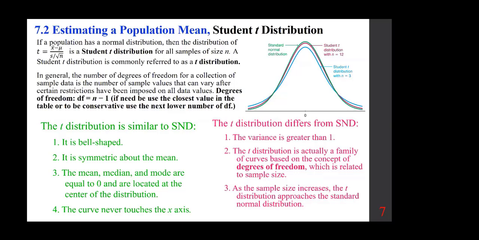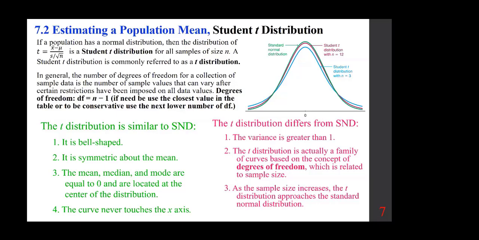The T distribution is actually a family of curves based on the concept of degrees of freedom, which is related to sample size. As the sample size increases, the t-distribution approaches the standard normal distribution. The idea is that t ultimately becomes z when n is large. In some texts, they use z instead of t when n is larger than 30, because those values are extremely close. They don't do that nowadays.